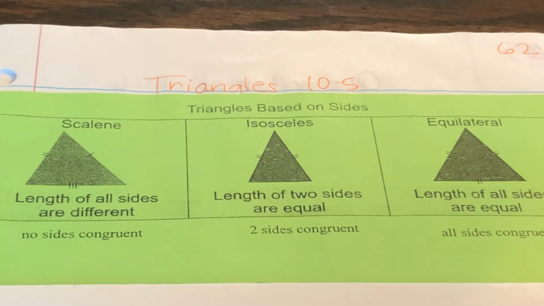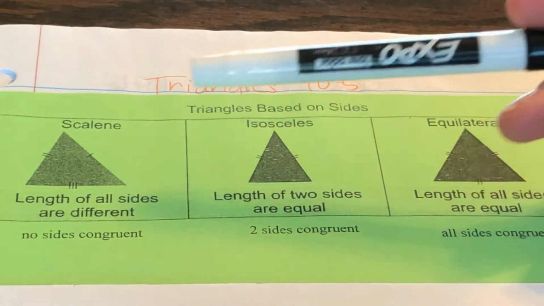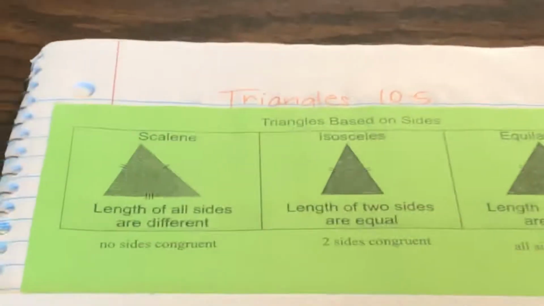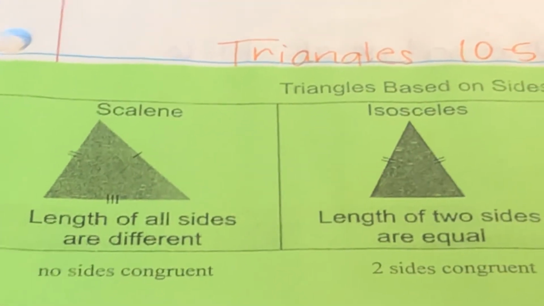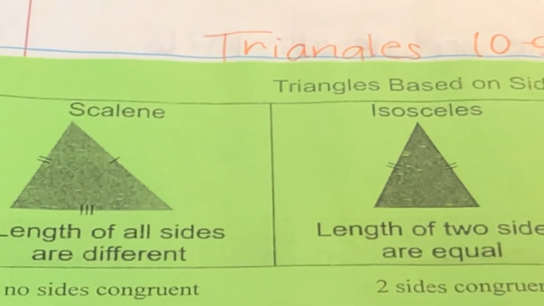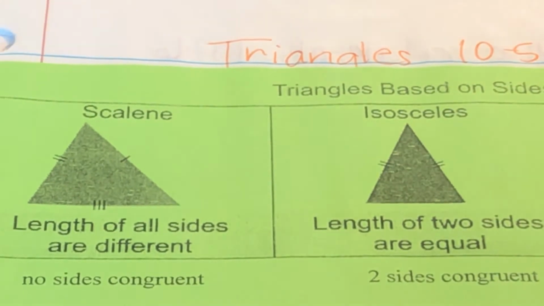And there's three different types of triangles based on sides. The first one that we have is called scalene. Scalene, that's kind of a weird name. A scalene triangle means all three sides of the triangle are different. If you measured the length of those, none of them would be the same. So no sides are congruent. We talked about congruent yesterday, and congruent means exactly the same. In a scalene triangle, there are no congruent sides, so every single length is different.